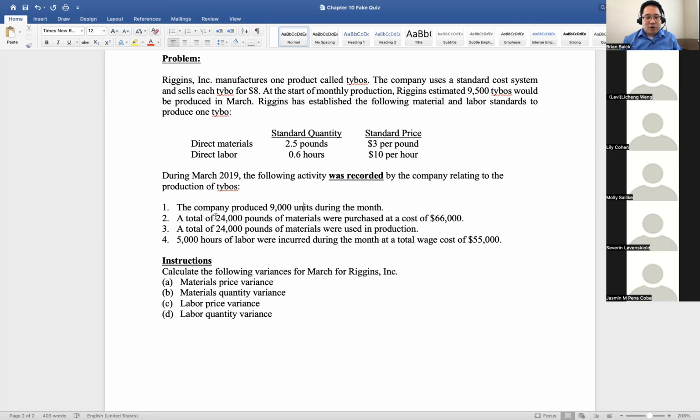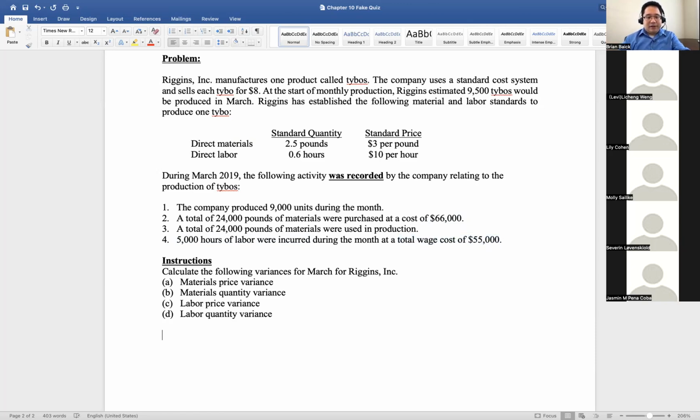It says we purchased 24,000 pounds and actually paid $66,000 for those pounds. And by the way, we actually used 24,000 pounds. So you bought 24,000 pounds, you actually used 24,000 pounds, and you actually paid $66,000. 5,000 hours of labor were incurred. That's how many hours of labor you actually had, right? And you actually paid labor cost of 55,000.